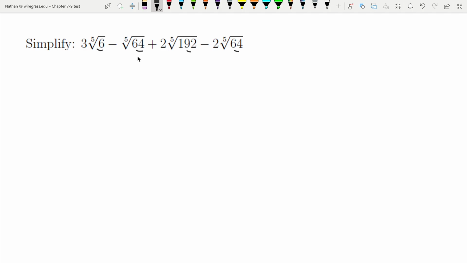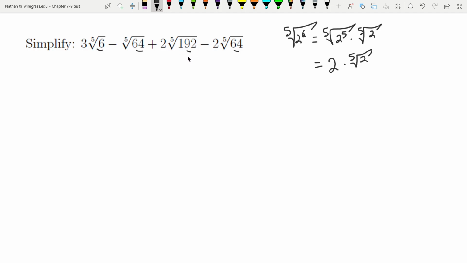64 is the same thing as 2 to the power of 6. So the fifth root of 2 to the power of 6 is the same thing as the fifth root of 2 to the fifth power times the fifth root of 2. 2 to the fifth times 2 is 2 to the sixth. So of course that gives me 2 times the fifth root of 2.